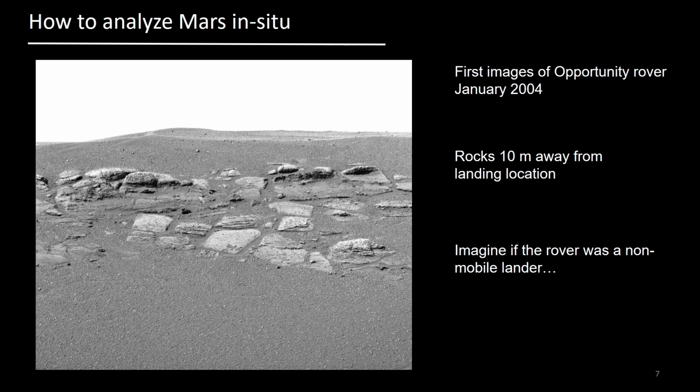So of course, this is the first image of Opportunity in 2004. Opportunity landed in the middle of sand, but with sedimentary layers 10 meters away. And can you imagine if Opportunity was a lander? The lander would have sat in the sand, analyzed sand, and been very frustrated not being able to analyze the rocks just here. So rovers are really key to understanding the geology of planets, because we can move and circulate in different types of environments and types of rocks. And that's really something which has completely changed our view of Mars.